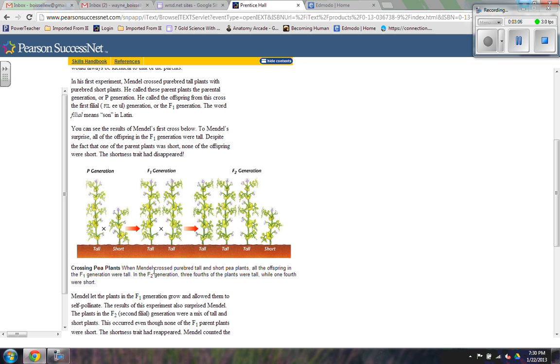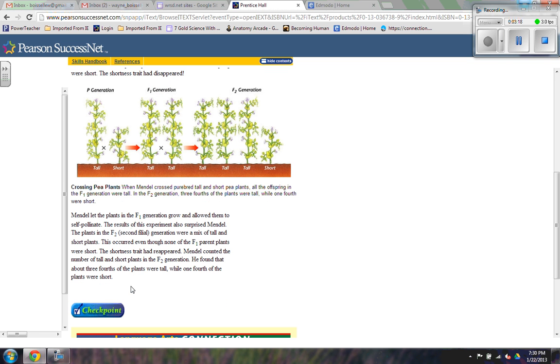Crossing pea plants. When Mendel crossed purebred tall and short pea plants, all the offspring in the F1 generation were tall. In the F2 generation, 3/4 of the plants were tall, 1/4 was short. So let's read about that. Mendel let the plants in the F1 generation grow and allowed them to self-pollinate. Remember, the pollen from one flower lands on the pistil of that same flower, or a flower of the same plant.